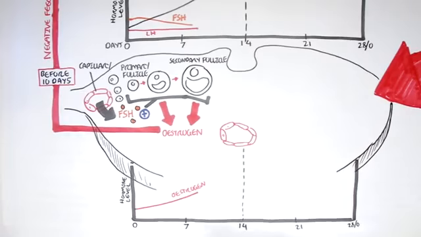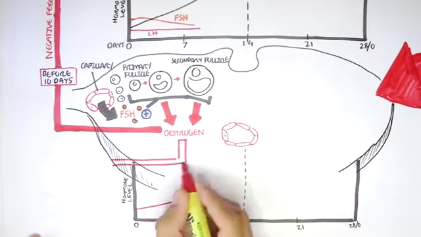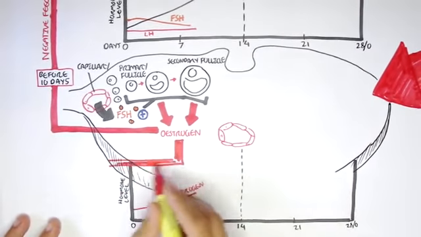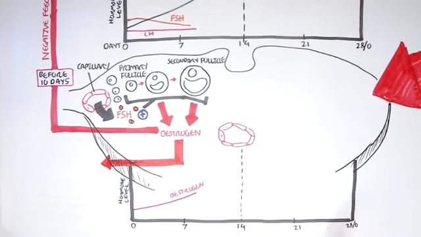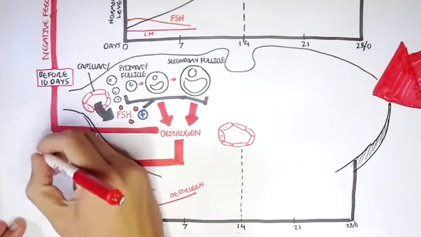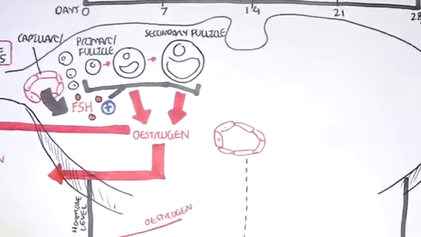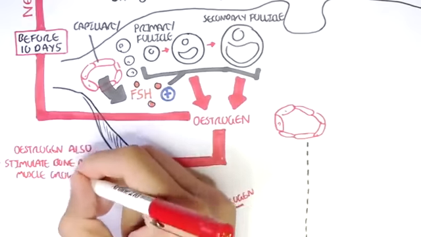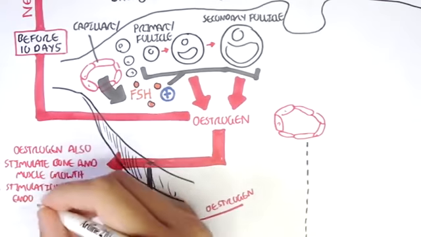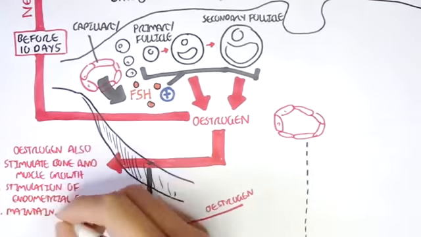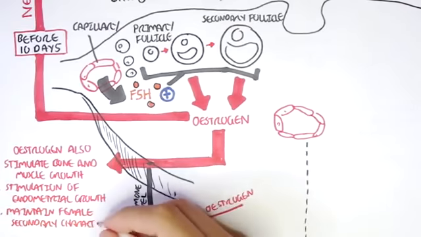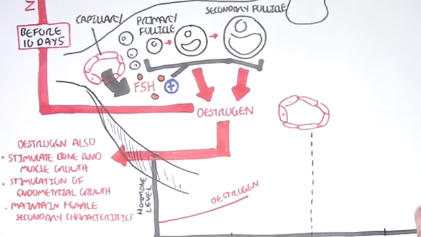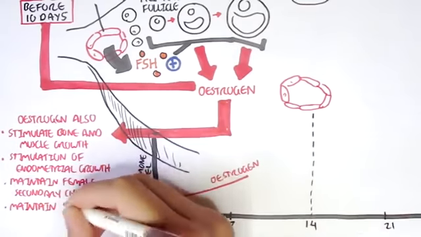Estrogen is an important hormone, especially for females, because estrogen is basically the female equivalent of testosterone. Estrogen's peripheral effects include stimulating bone and muscle growth, stimulating endometrial growth, maintaining female secondary characteristics, and maintaining the glands and the breasts, amongst many other things.